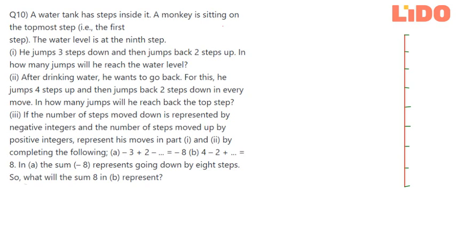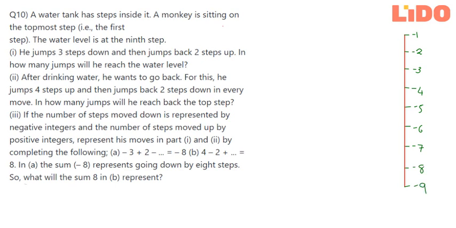Now in the water tank we know that it is going downwards, right? It is below the surface of the earth. So we are going to label the first step as -1 and we are going to go on labeling the steps so on and so forth. This will be -2, this will be -3, so on and so forth until we reach -9.